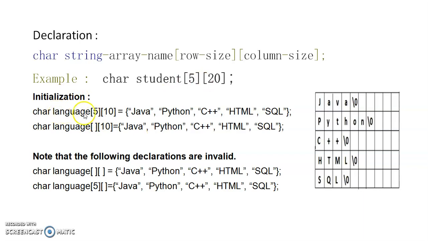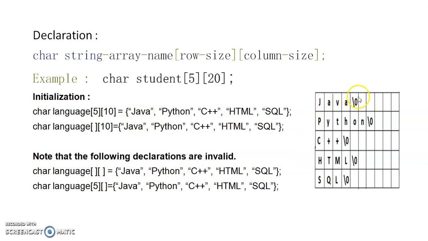Okay, so how do we initialize? One example, char language[5][10]. So we are declaring 5 strings. Java is the first string, Python, C++, HTML, SQL. Likewise 5 strings are declared and the length is not exceeding more than 9 characters.